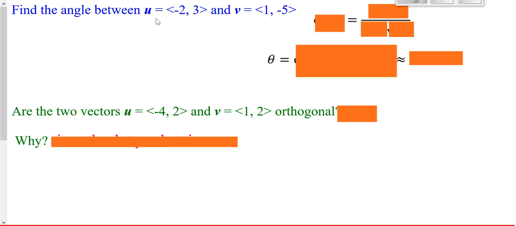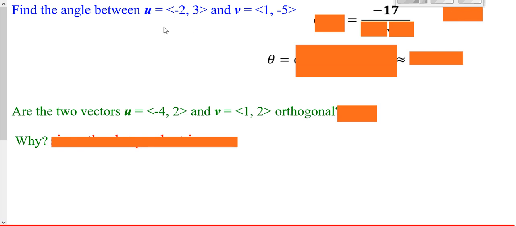So let's go ahead and find our angle between these two vectors. We know they're vectors because they're bolded and italicized. We do our dot product. We multiply our x's, get negative 2. We multiply our y's, get negative 15. We add them together, and we get this.